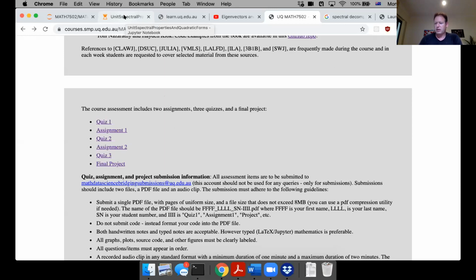Let me quickly review where we stopped, on the notepad, and then we'll get on with today's content, which deals with spectral properties, and it's actually very exciting.